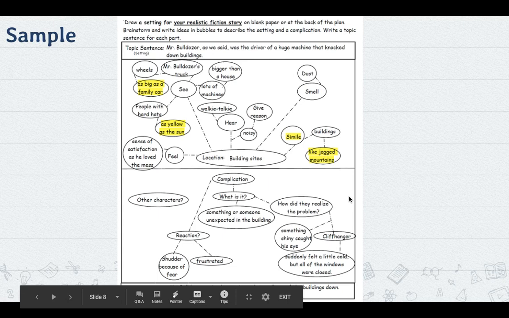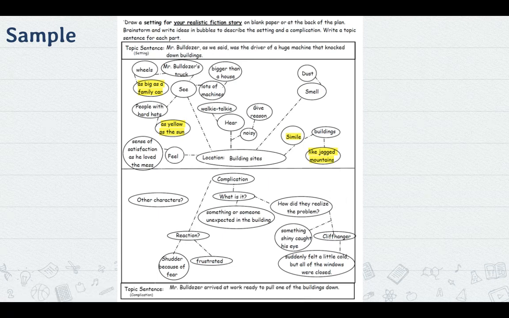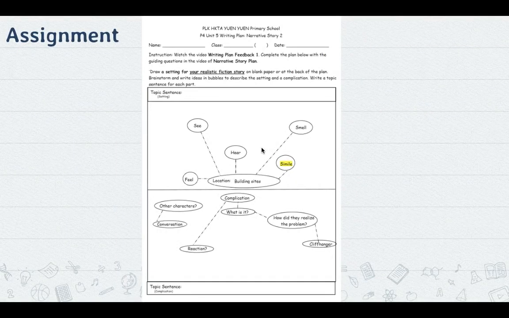So these samples come from the sample writing. We'll need you to highlight the simile or a metaphor you've written down. We want you to be aware of using simile or metaphor in your writing. So come back to the assignment worksheet. I want to show you one more thing.